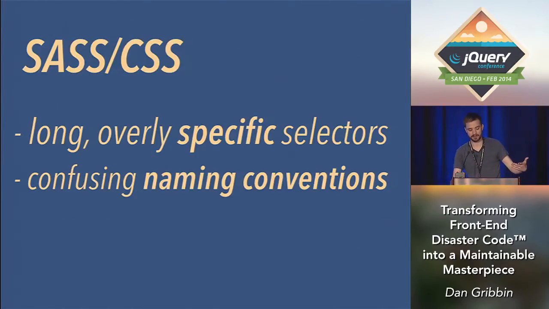Also, our Sass was problematic, right? We were using Sass, but we weren't using it very well. We had a lot of long, confusing selectors, really terrible naming conventions, lots of abbreviations, things that didn't make any sense. So it was unmaintainable in the way that it was hard to decipher exactly what styles were being applied where, what styles depended on other styles, and what would happen if we changed one of them.